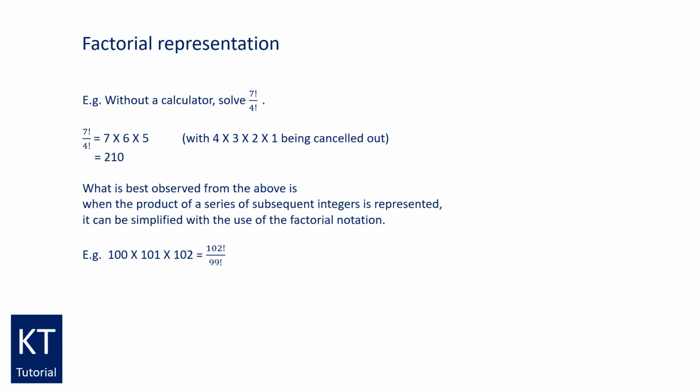it can be simplified with the use of the factorial notation. A further example shows that 100 times 101 times 102 can be written as 102 factorial divided by 99 factorial.